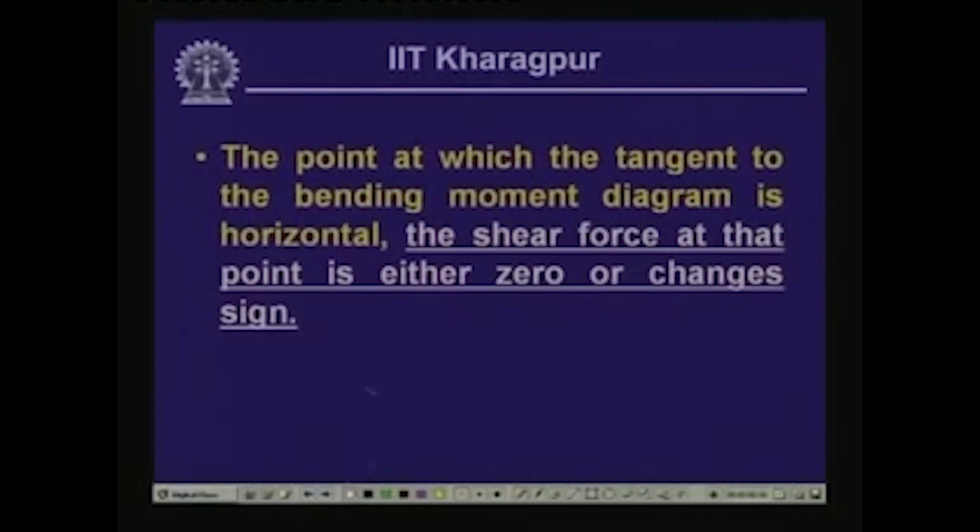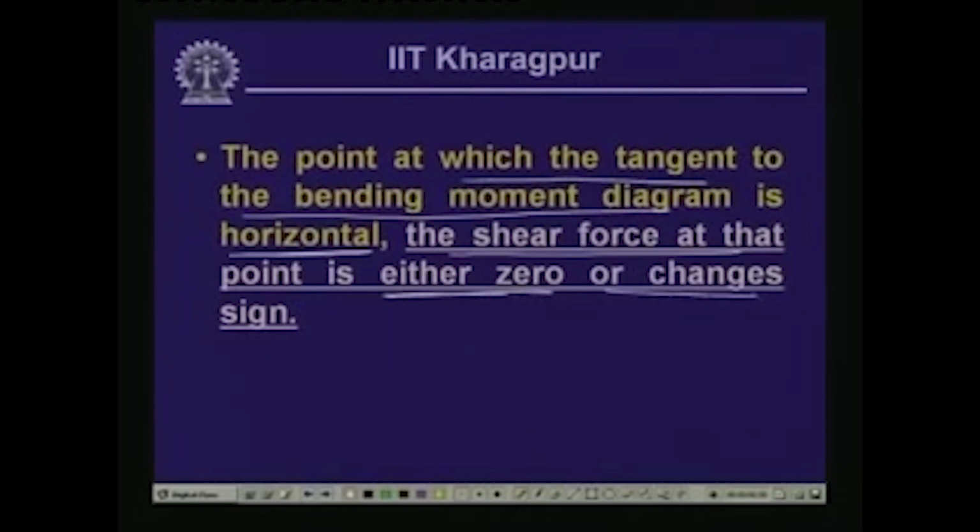Now, the answer to that question then is: the point at which the tangent to the bending moment diagram is horizontal, there the shear force at that point is either 0 or changes its sign.